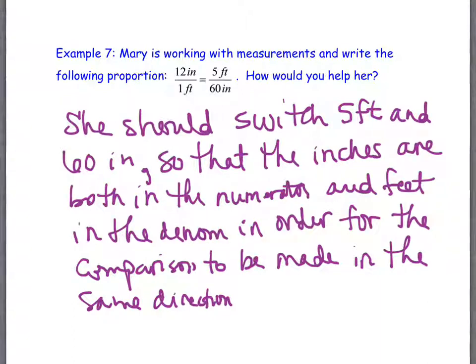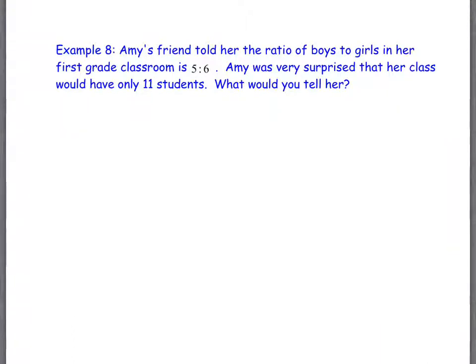That's good. All right, here's another fun one. I like this question. We'll see this kind of a topic come back into play in, I think it's chapter 9. Example 8. Amy's friend told her that the ratio of boys to girls in her first grade class is 5 to 6. Amy was very surprised that her class would have only 11 students. What would you tell her?